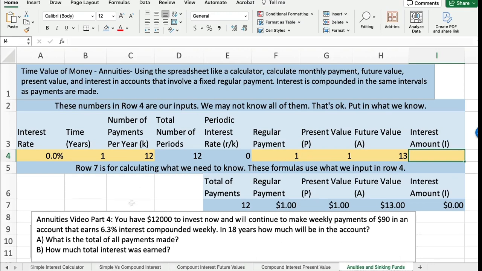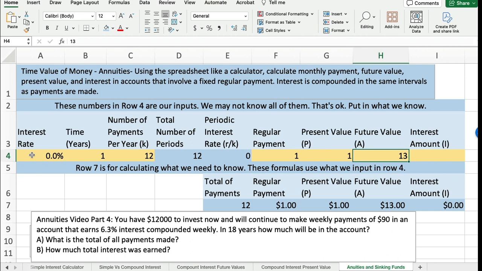This is part 4 in our series on our introduction to annuities. To remind everyone, an annuity is an account in which a fixed regular payment is made, either you are receiving money or you are paying money into the account. They all involve some kind of a present value and a future value. Some of those numbers can be known or unknown.